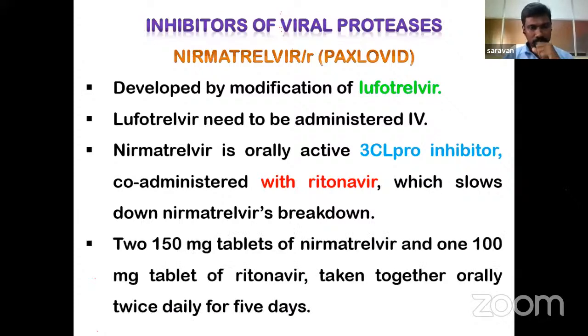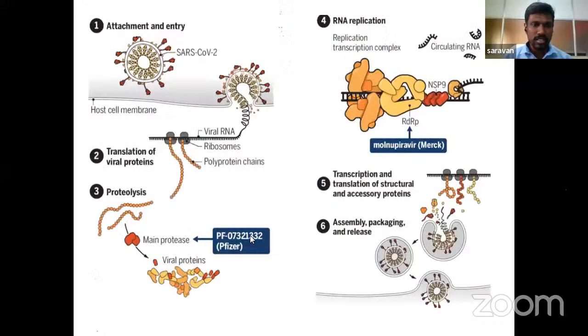So it is available at a dosage of 300 milligrams, 2 tablets containing 150 milligrams each, and 1 tablet of ritonavir 100 milligrams. So it needs to be taken as 3 tablets together orally twice daily for a period of 5 days, to a maximum of 30 tablets during the complete course of COVID-19 treatment. So PF07321332 is nothing but nirmatrelvir, which is inhibiting the main proteases, 3 chymotrypsin-like protease and peptide-like protease, and inhibiting the further replication process of the virus.